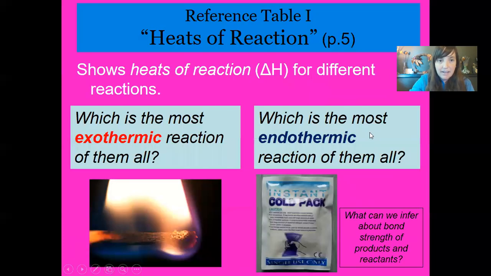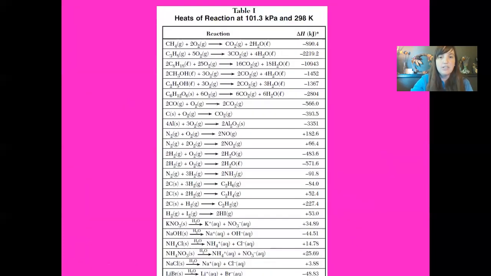So let's see if we can find the most exothermic reaction of them all. This will be the one with the greatest negative change in enthalpy. Yeah, I think it's this one. Do you recognize which type of reaction this is? Yeah, this is a combustion reaction. Hydrocarbon plus oxygen makes carbon dioxide and water. Makes sense that it's really exothermic, right? We know combustions give off a lot of heat and light. Cool. You can notice this other combustion is also pretty exothermic.